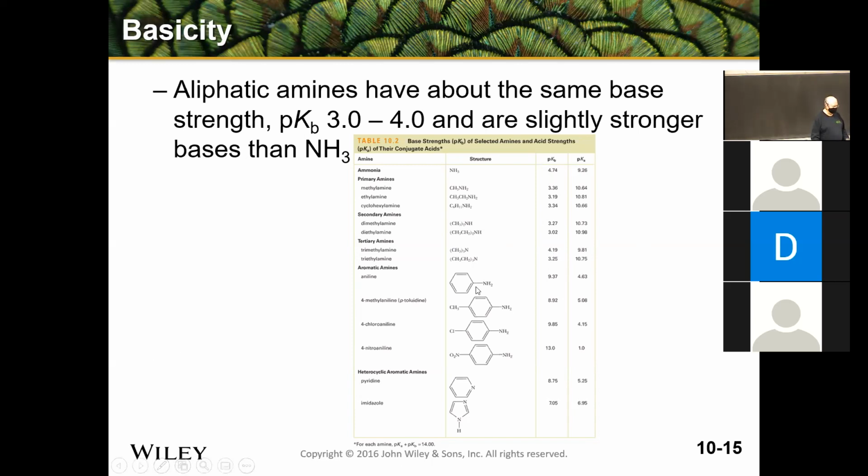Let's look at aniline. Aniline has a pKb of 9.37. So that's a difference compared to methylamine of about 6. That means aniline is a million times weaker. That has something to do with the benzene ring, which we'll talk about, and resonance.